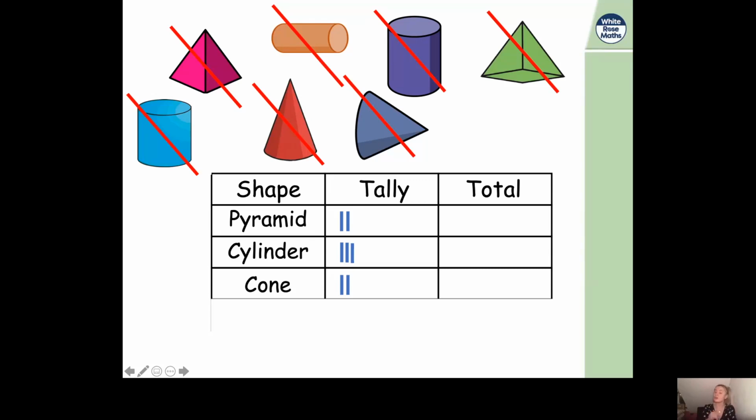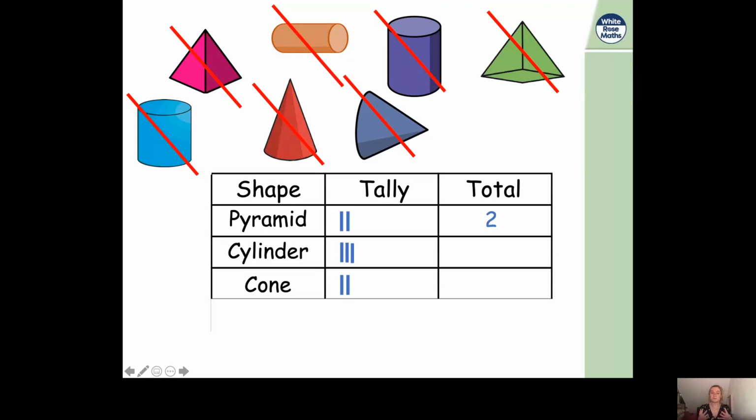So there we go. We have crossed out all of our 3D shapes. So well done if you completed that tally chart correctly. So now let's have a look at the totals. Okay, now how many tally marks do we have for pyramids? Well, I can see that we have 2 tally marks. So therefore, we have 2 pyramids. Now, what about cylinders and cones? Could you pause the video and find the total number of cylinders and cones?